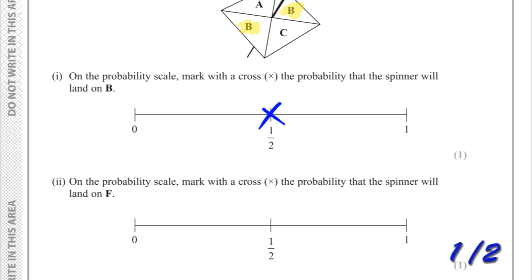In the second part we need to mark with a cross the probability that the spinner will land on F. There aren't any F's on the spinner, so that probability is 0.